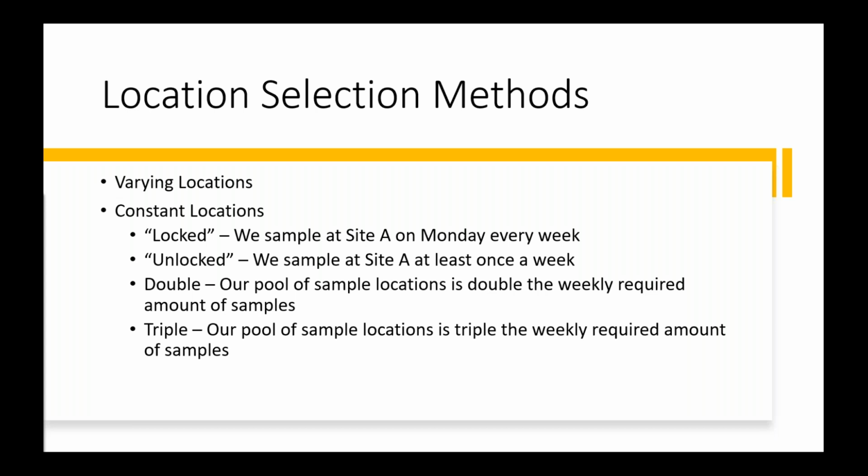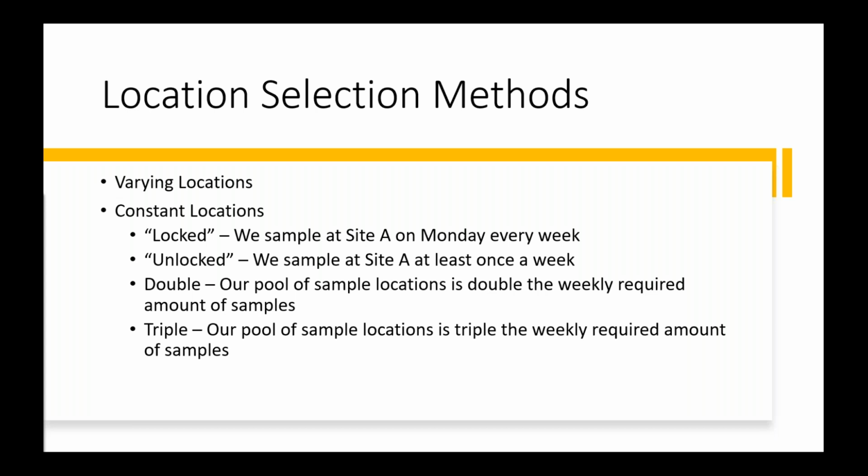So the 2 that I'll mainly focus on are what I call a locked and unlocked configuration, where in the locked case, we're saying, for example, we sample at site A in our system on Monday every week. And then in the unlocked scenario, we're talking about a situation where we sample at site A at least once a week. It could be on Monday or Wednesday or really any day.